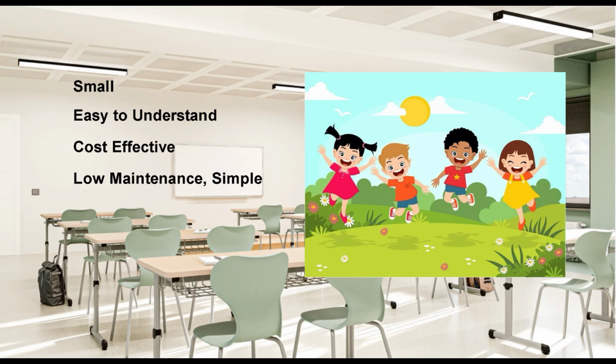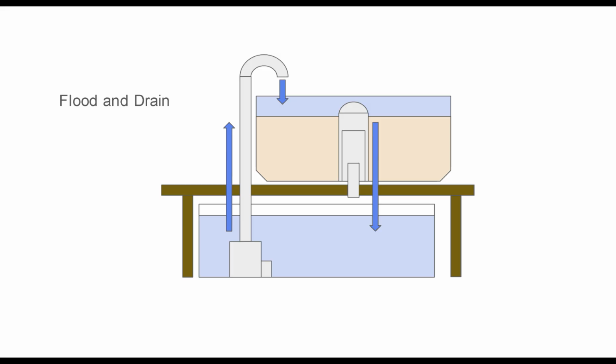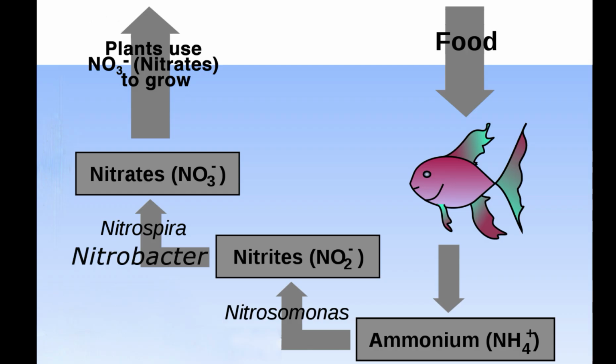Our system creates a repeating flood and drain cycle. When the pump sends water up from the fish tank, the grow beds fill and flood. Once the water in the grow bed reaches the top, the siphon activates and drains the water back into the fish tank. Our aquaponics system is meant to create an ecosystem that replicates the nitrogen cycle.